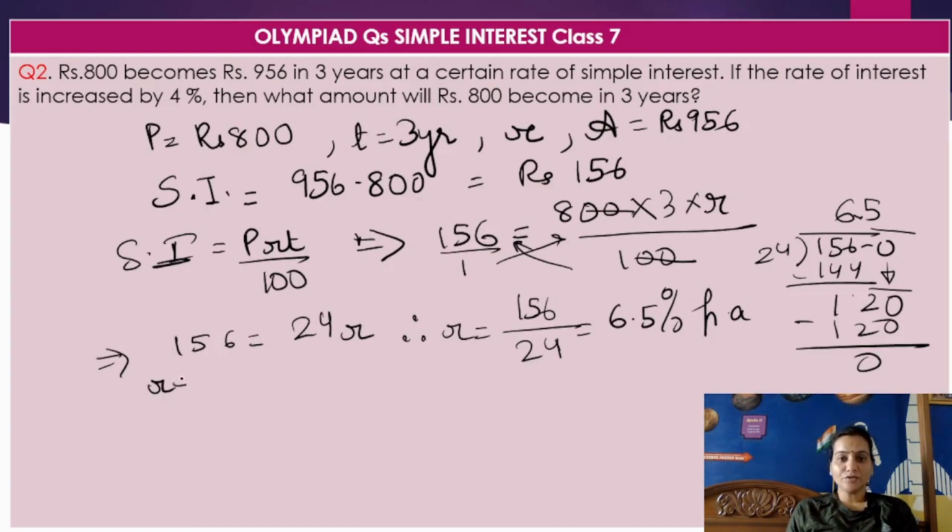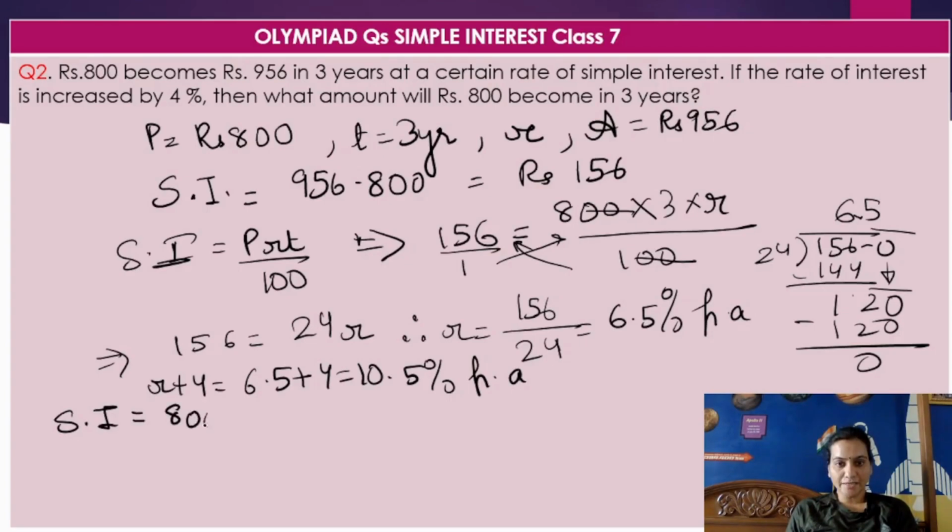हमारा जो नया रेट ऑफ इंटरेस्ट है दैट इज R+4, so it will become 6.5 plus 4 which is 10.5% per annum. So इस बेसिस पे हमें निकालना है क्या बनेगा अमाउंट. पहले सिंपल इंटरेस्ट तो निकाल ले, उसके बाद अमाउंट तो इजीली मिल जाएगा. सो मुझे यहाँ पर डालना है प्रिंसिपल अमाउंट जो दिया गया है 800.